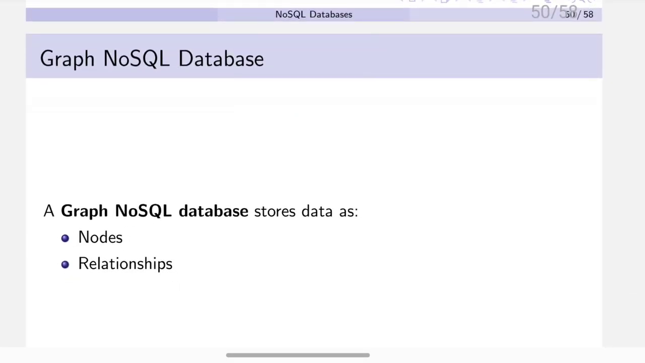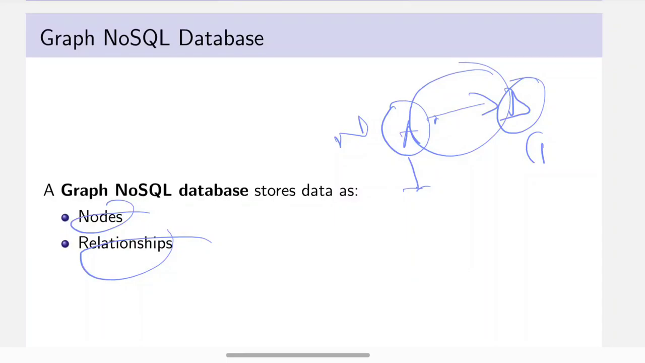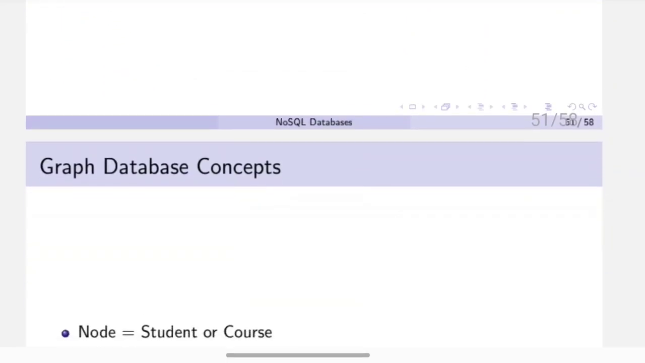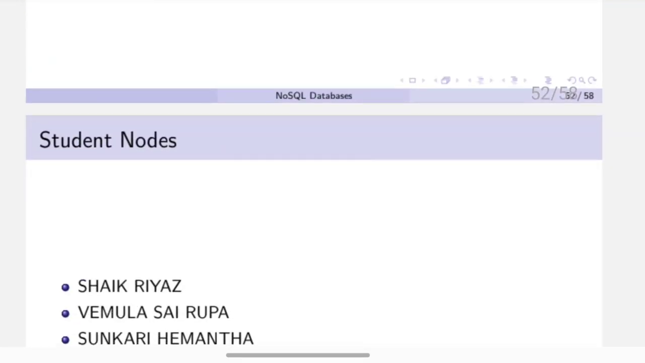And the last thing is graph NoSQL databases. So what is a graph database? A graph database stores data in the form of nodes and relationships. For example, A to B. A and B are nodes, and this line is the relationship, how they are connected. That is how a graph NoSQL database stores the data. For example, a student is a node, a course is another node, and enrolled in is the relationship between them.